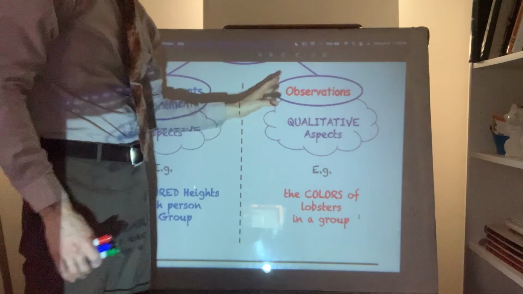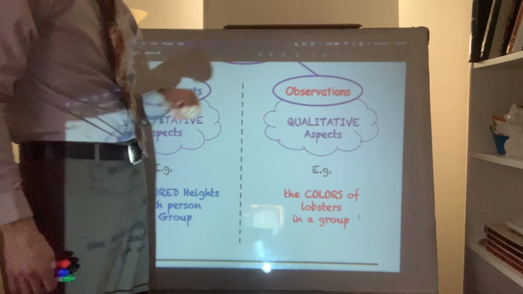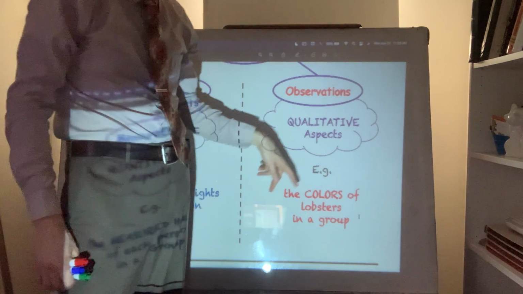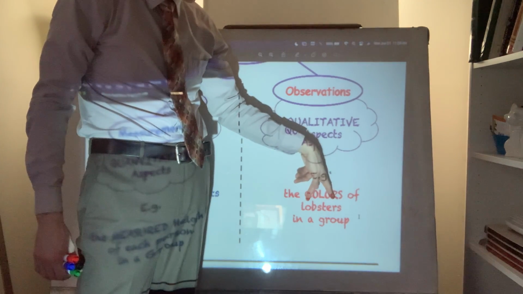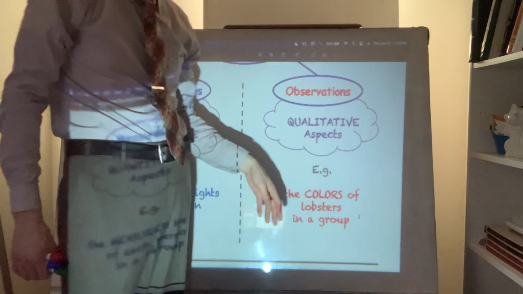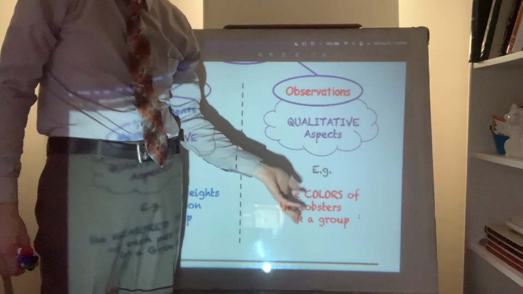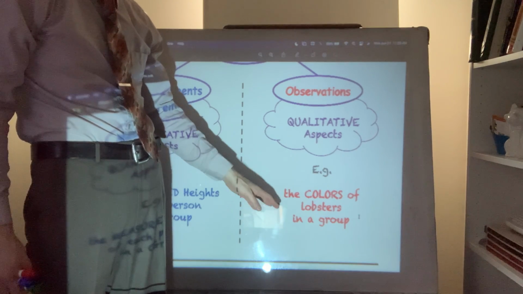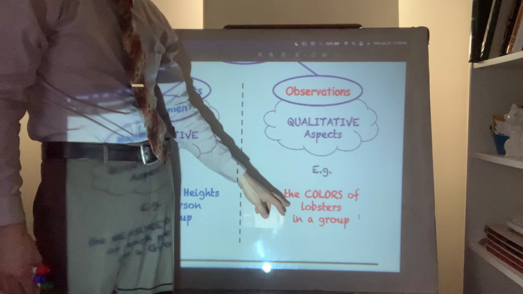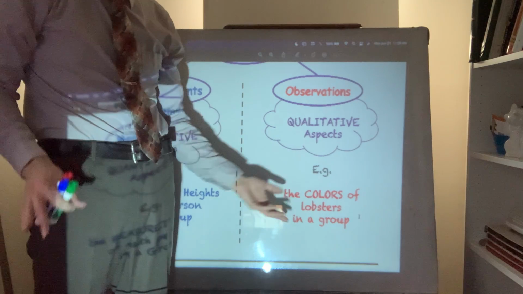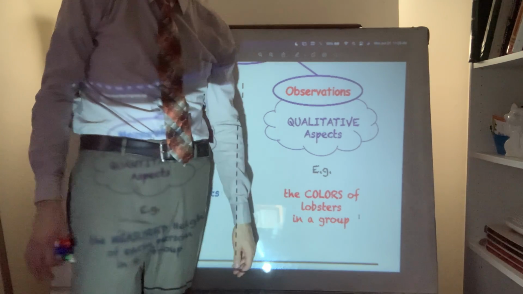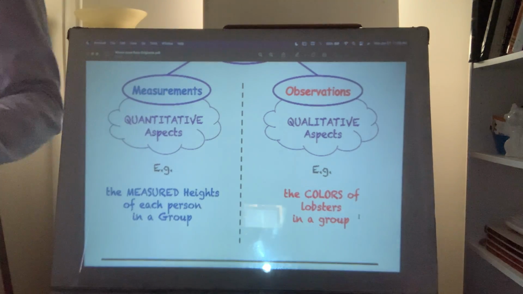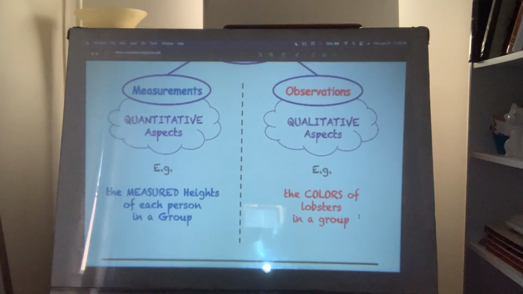A qualitative aspect based upon observation might be the various colors of a lobster in a group, or many lobsters, right? You know that primarily in nature, at least, lobsters have sort of a red-green color to them. They look like the ocean, more or less. But occasionally, you come across a blue lobster. That is an important characteristic, right? That distinction.